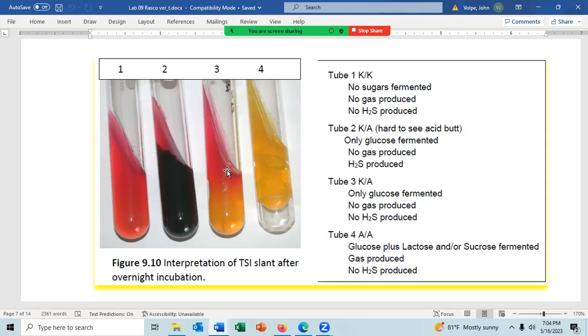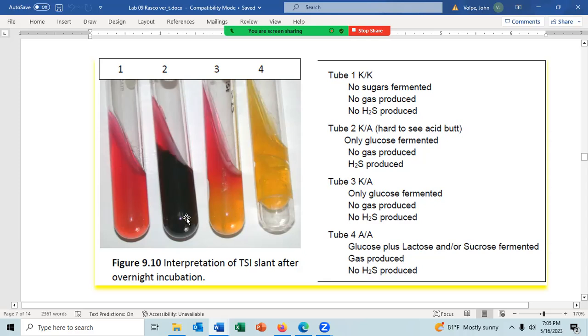And rather than die, the bacteria switched from utilizing sugar to utilizing the protein in the media. Once the protein is digested, the bacteria will make ammonia, which is basic, and that will convert the yellow color of the slant to reddish or pink from the basic production of ammonia. So the slant will be red if only glucose is fermented, but the butt, which is metabolized slower, will be yellow. Any question about any of that?